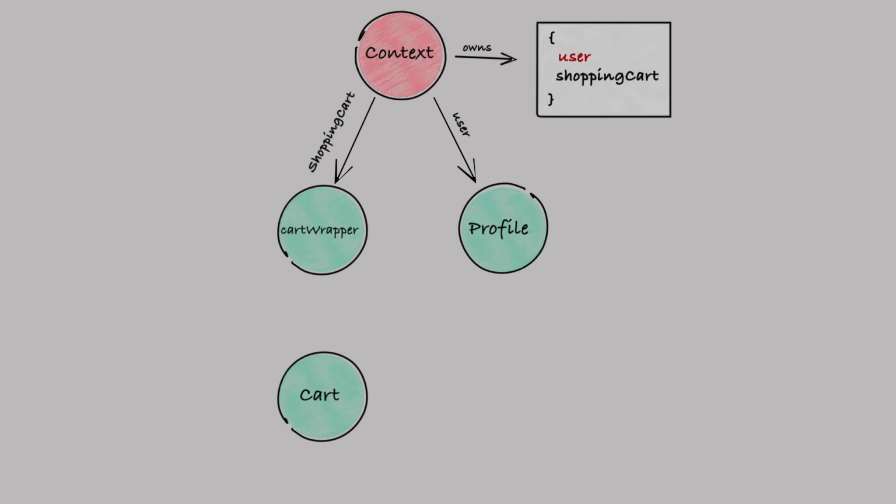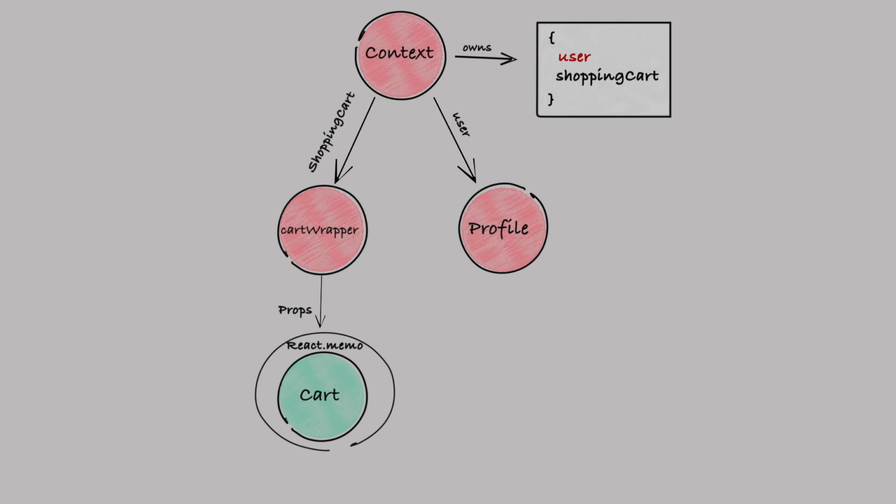Every time context updates, cart wrapper will render. But this is no longer a problem. It only contains the code needed to read the shopping cart object from context and pass it down to cart as props. We wrapped up cart with React.memo so it only renders when shopping cart gets updated.